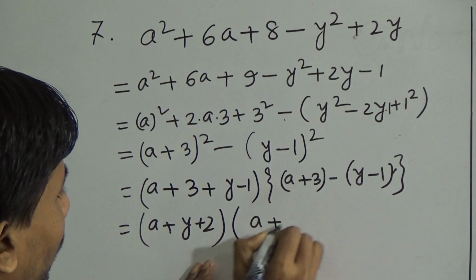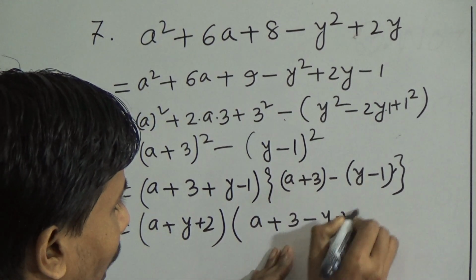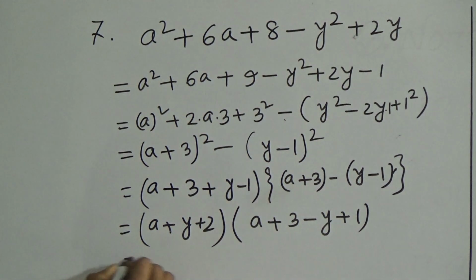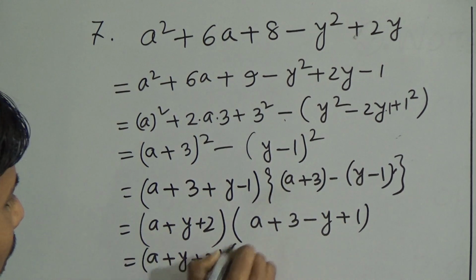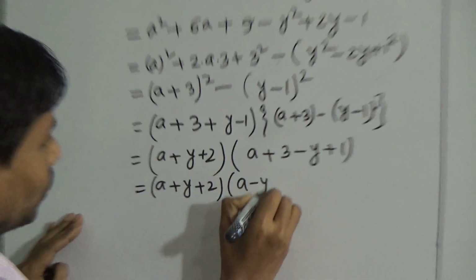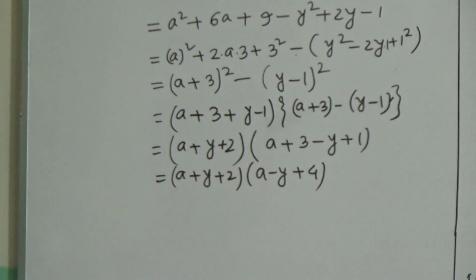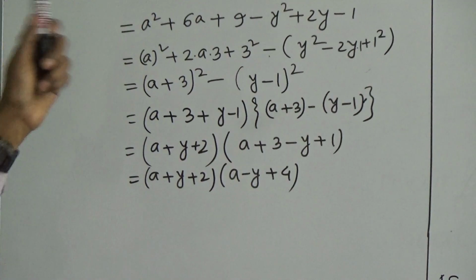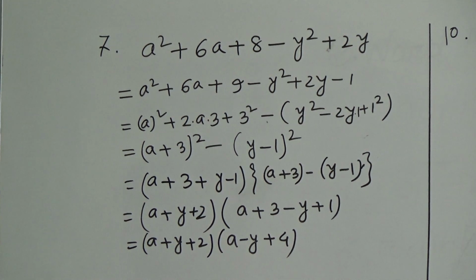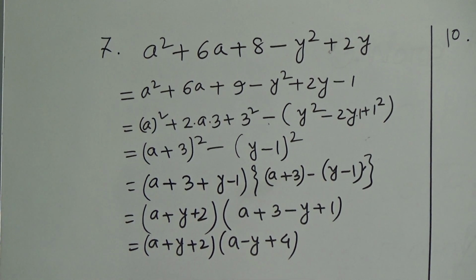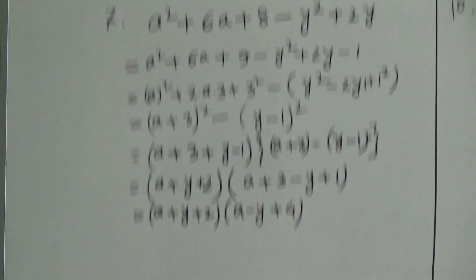Now a plus 3 minus y minus, and this minus equals plus. So right here plus. Now a plus y plus 2. Then a minus y, 3 plus 1 equals what? 4. Okay, students, and this is the factorization form of the expression a square plus 6a plus 8 minus y square plus 2y. So this is our required factor. Okay, you see. Now I will solve question number 8.